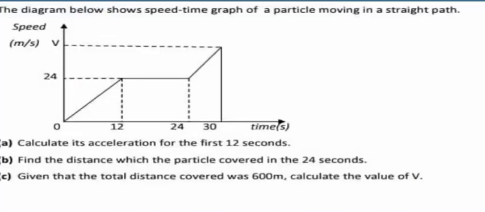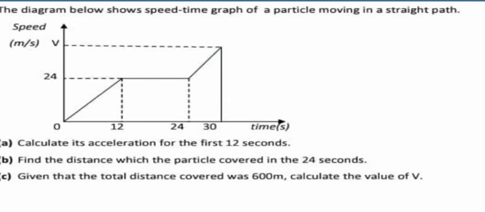The next one is saying the diagram below shows speed time graph of a particle moving in a straight path. So on this side here we are having speed, and here we are having time. So the first question is saying calculate its acceleration for the first 12 seconds. So what was happening here is just acceleration. Then the next one here, the particle was moving with constant speed. Then even here, the particle was accelerating.